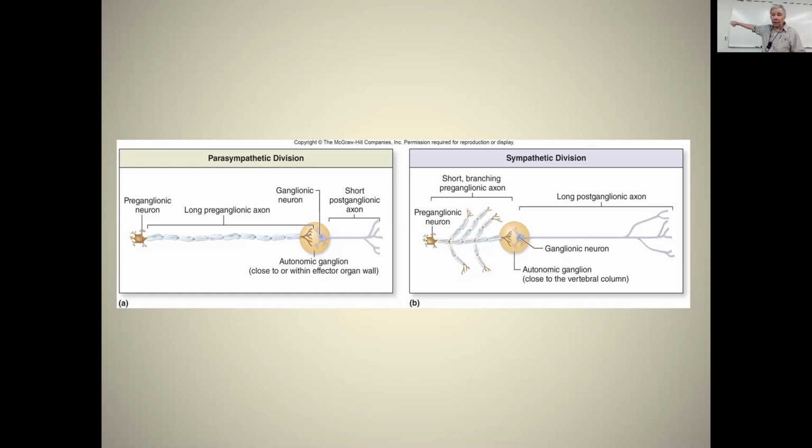It goes all the way out to the organ it's innervating. So we give the example of the heart. The heart's innervated by both the sympathetic and parasympathetic nervous system. So sympathetic output to the heart will leave somewhere around the thorax region, go out to a sympathetic chain ganglion, and innervate a postganglionic cell body. And that postganglionic axon will leave the sympathetic chain ganglion and go to the heart. Okay. So the autonomic ganglia are in different places for the two systems. And the lengths of the preganglionic and postganglionic axons are different.